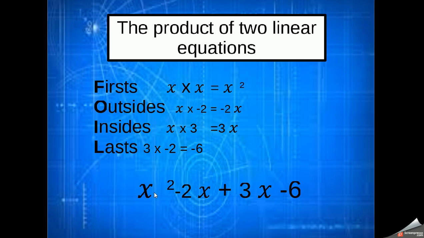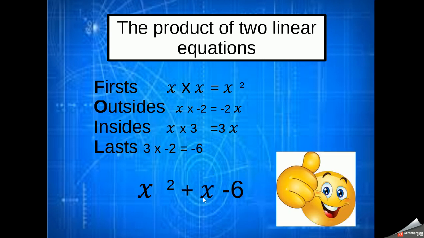So first, outsides, insides, lasts, multiply them together, and then all we've got to do is simply line them up. So x squared minus 2x plus 3x minus 6. What you'll notice here is that we've got two terms with x to the same power in them. Remember the video on gathering like terms, where we do the same here and bring the minus 2x and the 3x together to give us plus x, because minus 2 plus 3 is plus 1, hence plus 1x, or plus x.